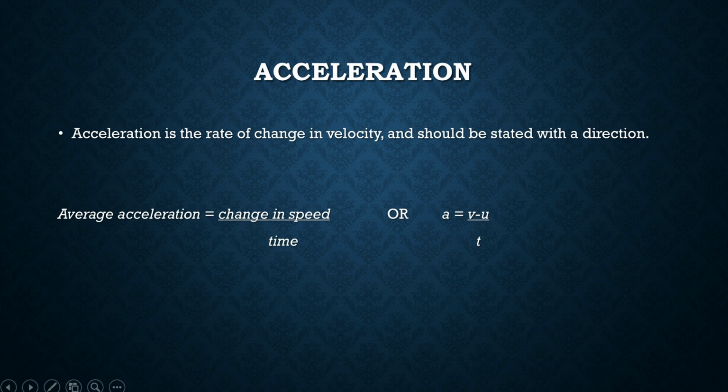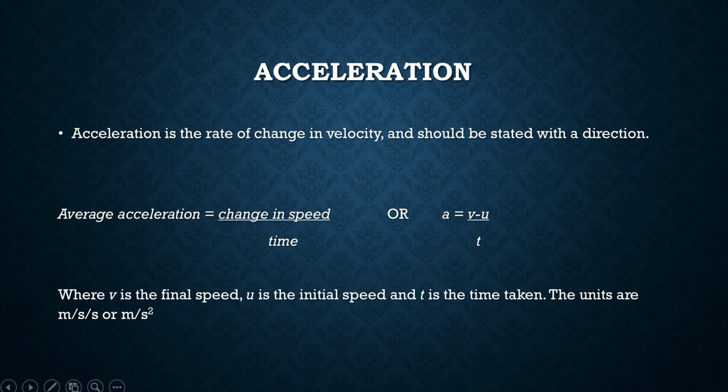The formula associated with this is average acceleration equals the change in speed over time, or using the symbols, a equals (v minus u) on t. v is the final speed, u is the initial speed, and t is the time taken in seconds.